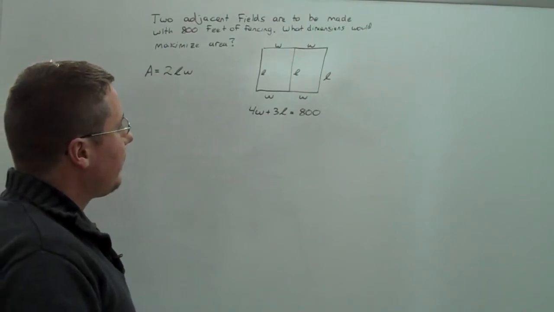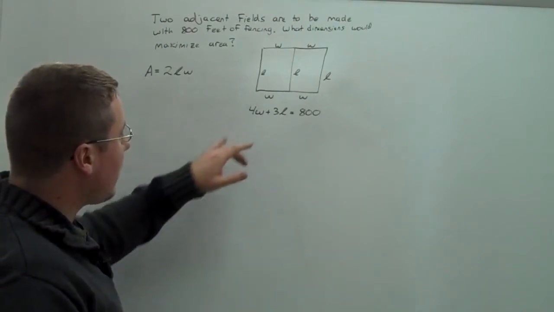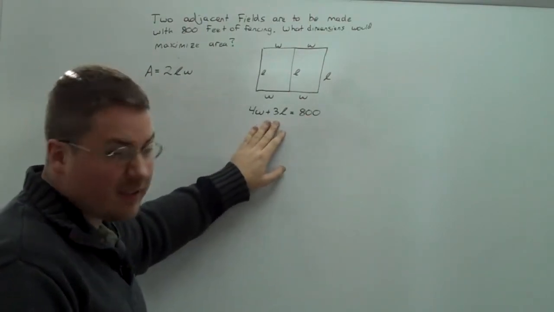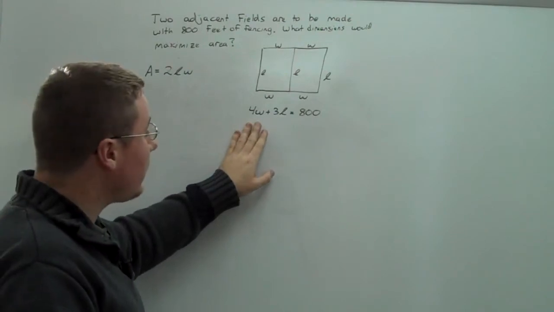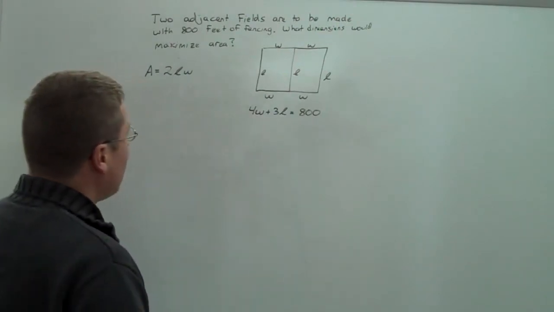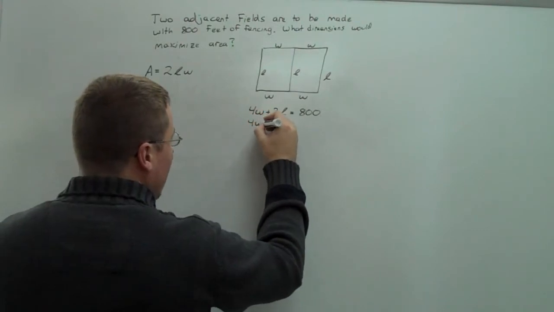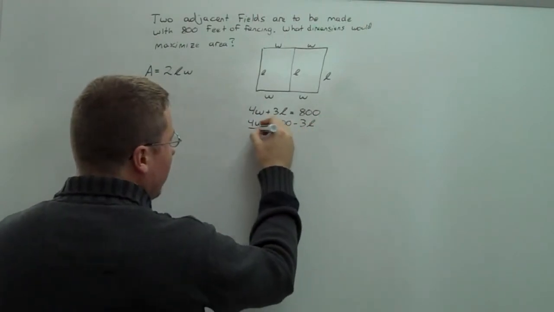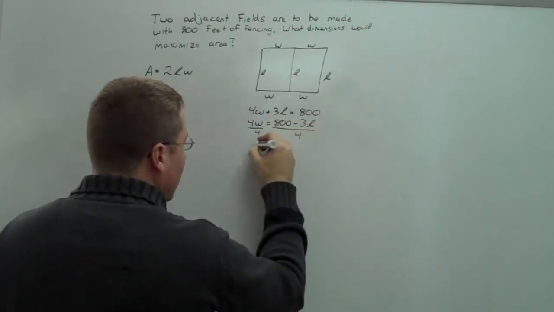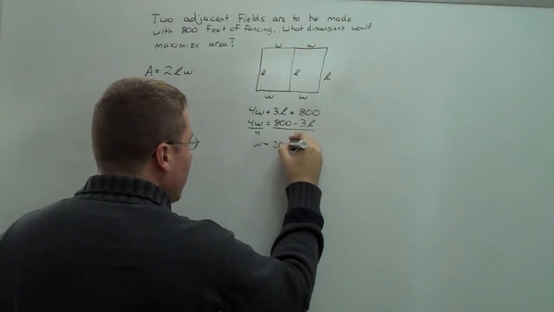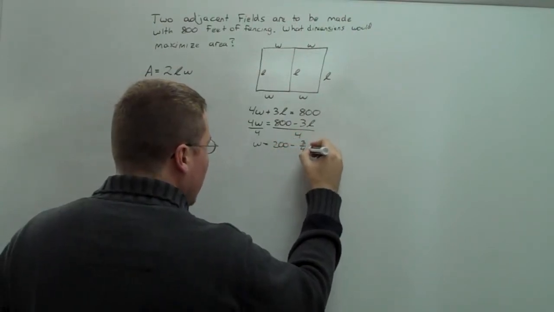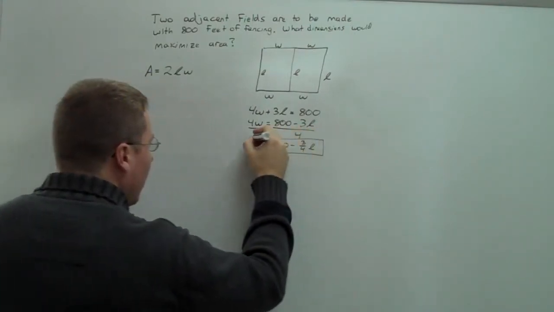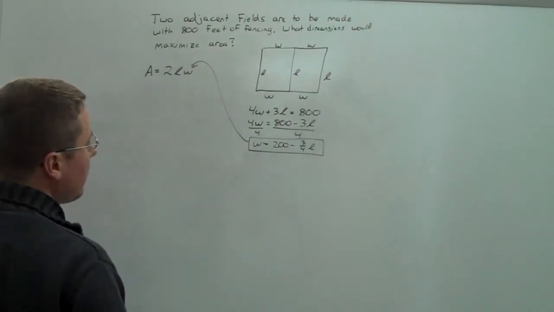Now, for this, I am then going to solve for one of these variables and substitute it in. Now, 800 doesn't divide by 3 evenly. It divides by 4 pretty evenly, so I'm going to solve for W. So 4W is equal to 800 minus 3L, and then divide by 4. W is equal to 200 minus 3/4 L. Now I take this and I substitute it in for W all the way up here.